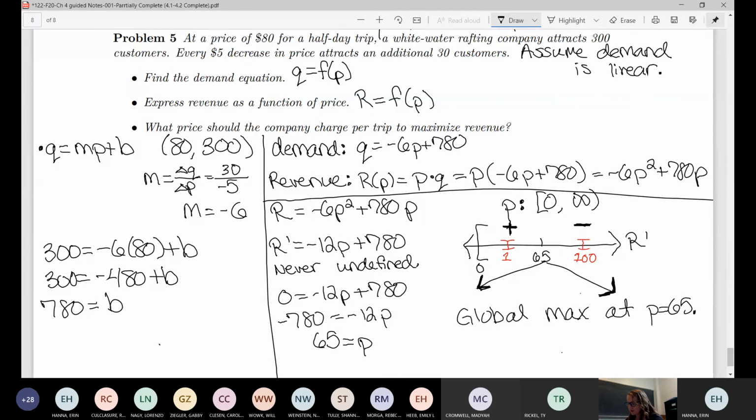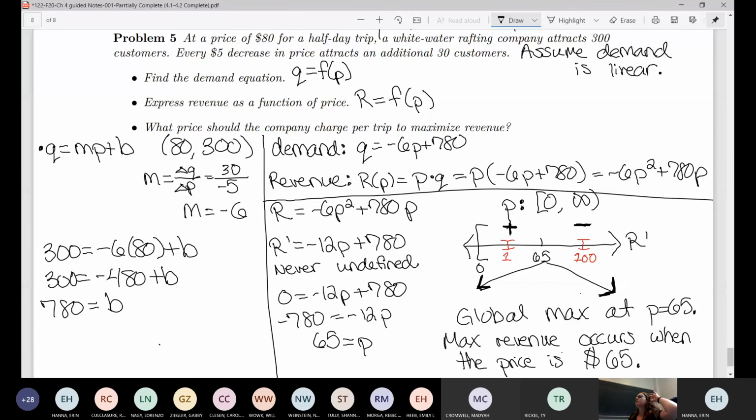So let's go back to the question and see what it's asking for us. What price should the company charge per trip to maximize revenue? So essentially we've already answered it, but let me just phrase it in a bit more word-wise instead of P equals 65. So max revenue occurs when the price is $65.